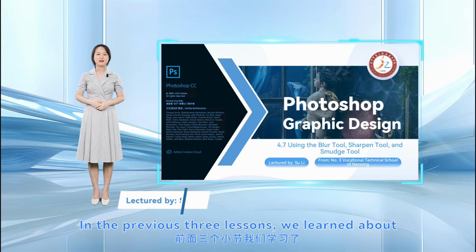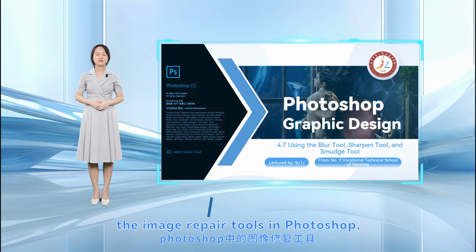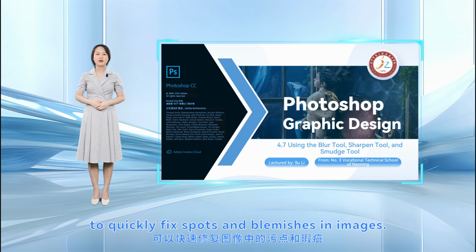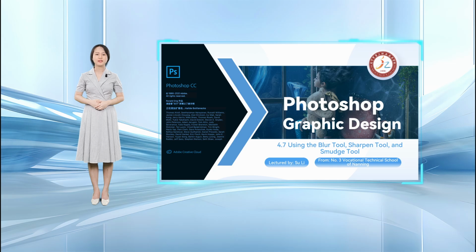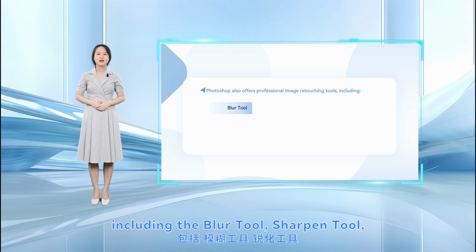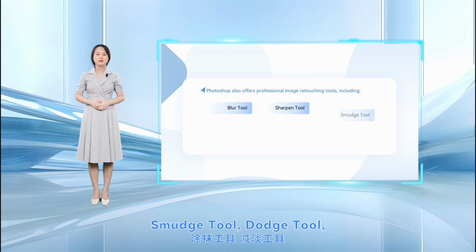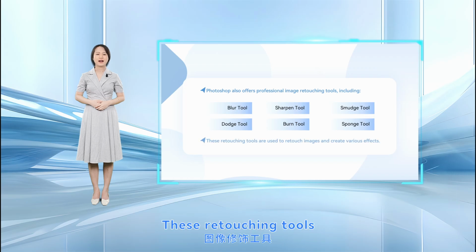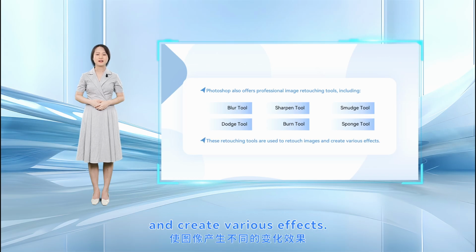In the previous 3 lessons, we learned about the image repair tools in Photoshop, which allow us to quickly fix spots and blemishes in images. Photoshop also offers professional image retouching tools, including the Blur tool, Sharpen tool, Smudge tool, Dodge tool, Burn tool, and Sponge tool. These retouching tools are used to retouch images and create various effects.